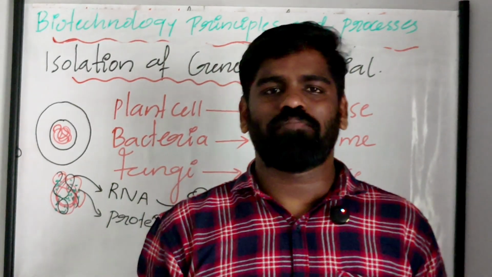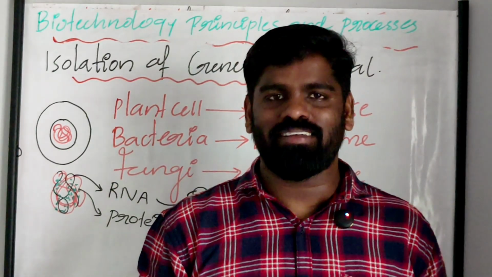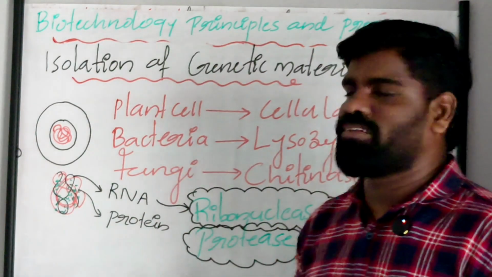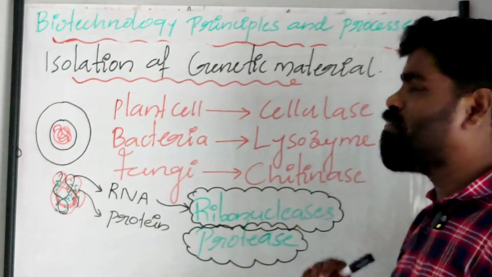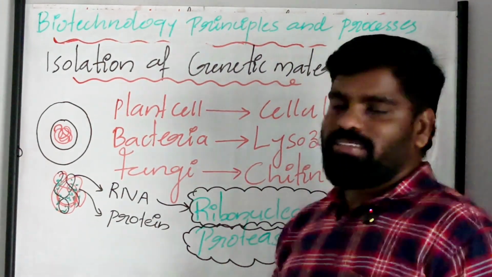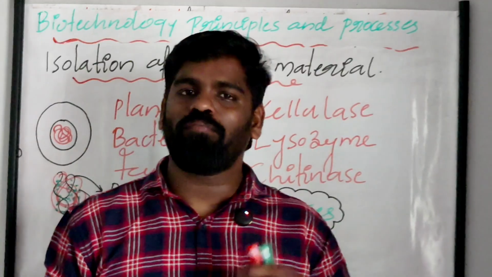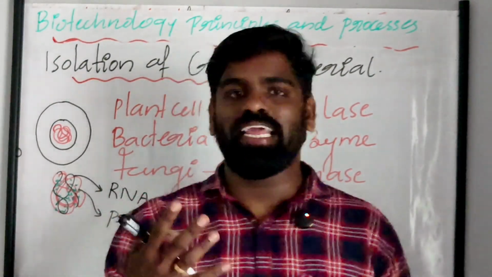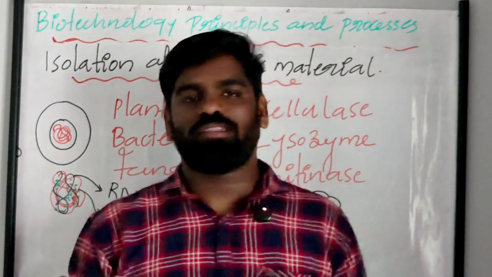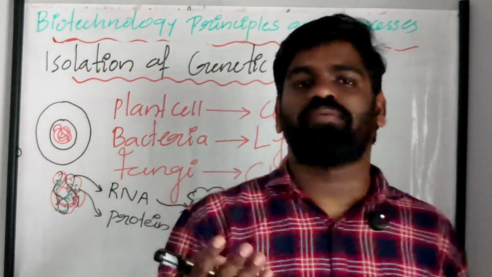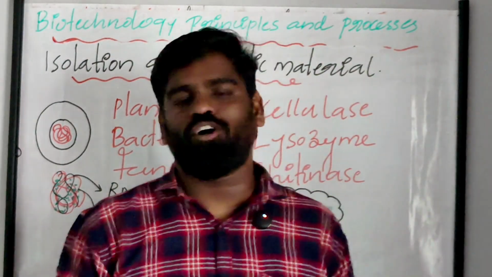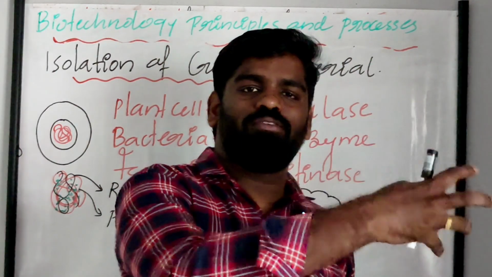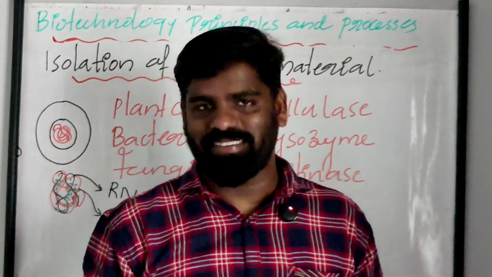Each of the steps we have to discuss in detail. First, we can go through the first topic, that is isolation of genetic material. As I have already told you, a recombinant DNA is a DNA which has segments of other DNA. So for making a recombinant DNA, we have to extract the DNA from a cell.